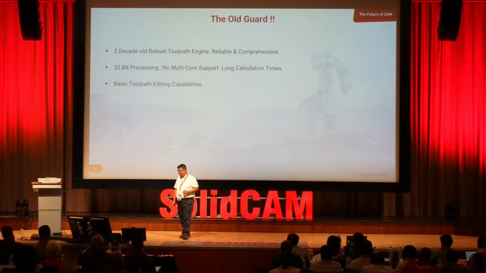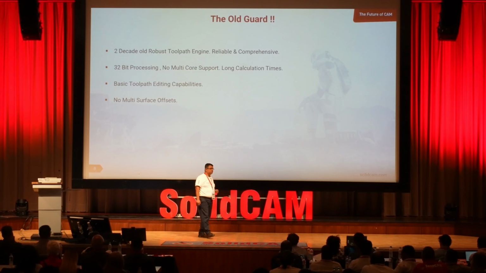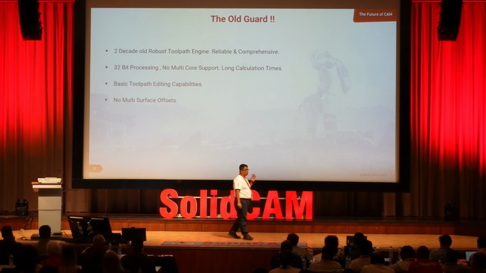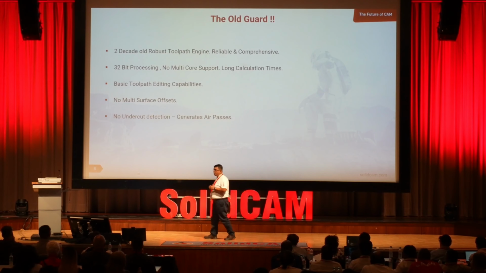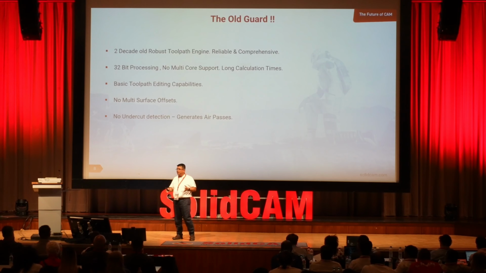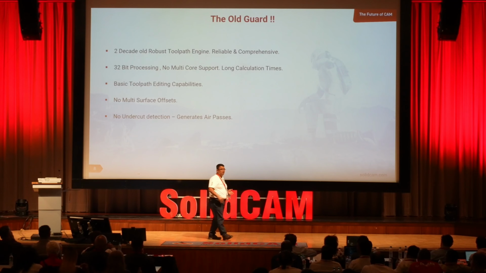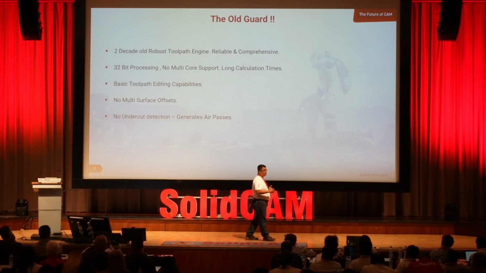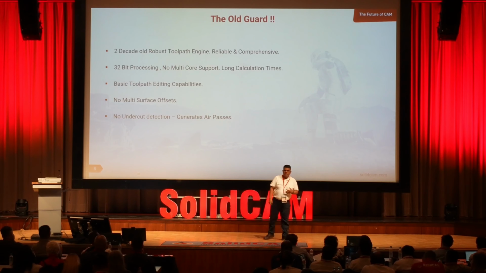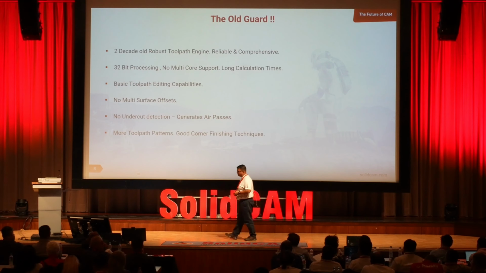It does have basic toolpath editing capabilities, which Pro3D HSM still doesn't have. There are no multi-surface offsets. You can just take one single offset and machine the part. And there is no undercut detection. So if your part has an undercut, it will still machine a straight wall, thereby wasting a lot of time on machining areas that were really not to be machined. So it can't really detect an undercut.